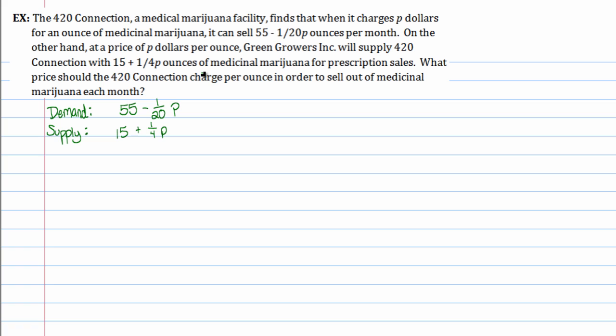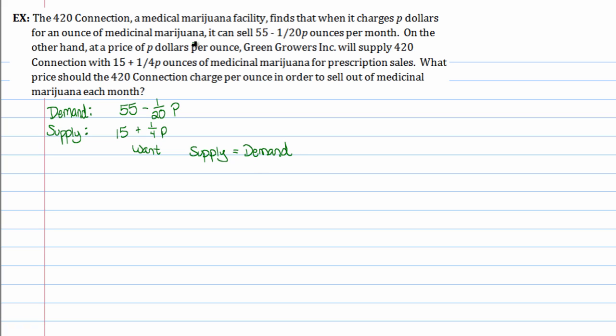All right, so what price should the 420 Connection charge per ounce in order to sell out of medicinal marijuana each month? They want to sell all of what they have. So they have to figure out when their demand from their consumers meets the supply that they have. They want those two to be the same. So let me write that in language: we want supply to equal demand.